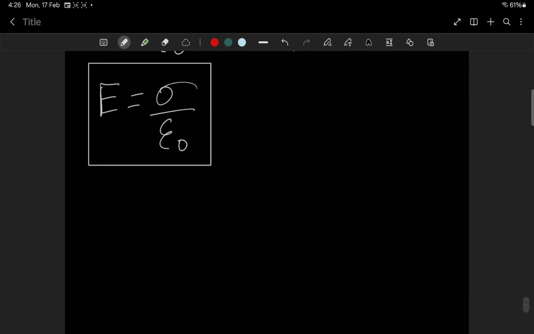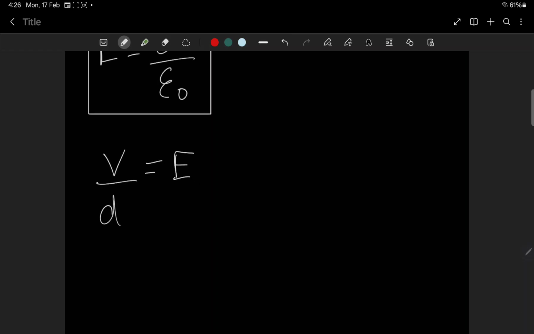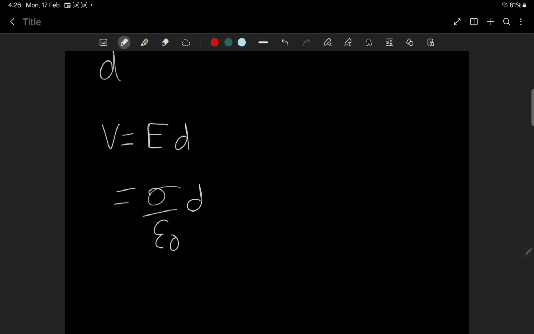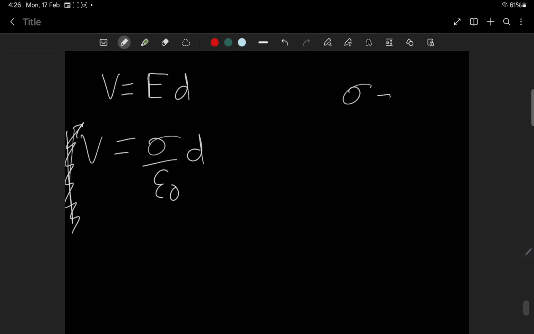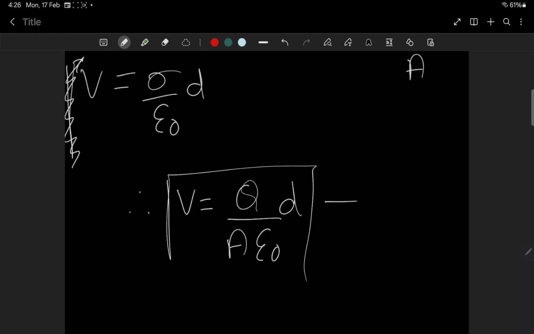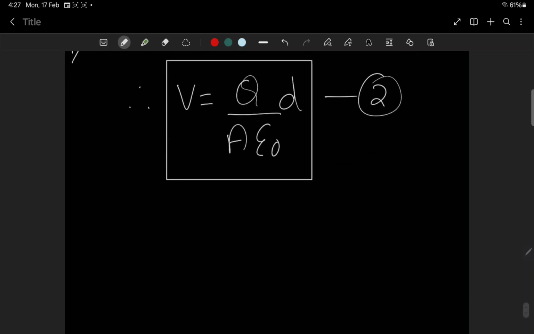Now we got E. Now with E we can find V. You know that V by D is equal to E, from the electrostatics chapter, not from this chapter. So therefore V is equal to ED. E we know as sigma by epsilon 0. So V is equal to sigma by epsilon 0 into D. What is sigma? Sigma is equal to Q by A, where A is area. Therefore V is equal to Q D by A epsilon 0. This is the next important equation.